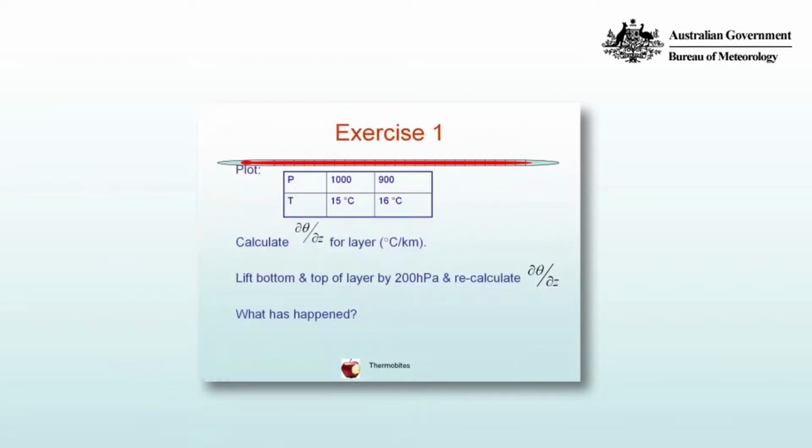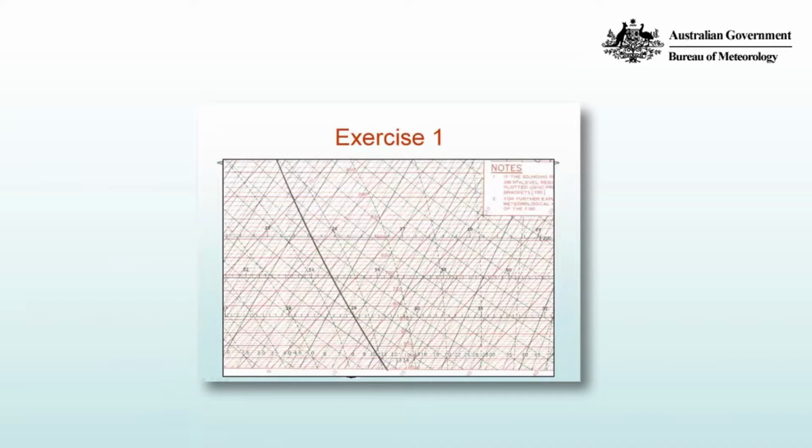As an exercise, plot the following layer of atmosphere and calculate the dθ/dz for the layer in degrees Celsius per kilometre, consulting the ICAO scale. Then lift the bottom and the top of the layer by 200 hectopascals and recalculate the dθ/dz. What has happened? I'll plot it on here, pause the video, and then we'll discuss it.